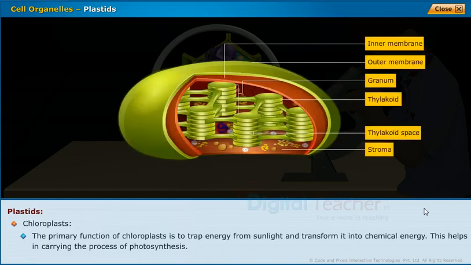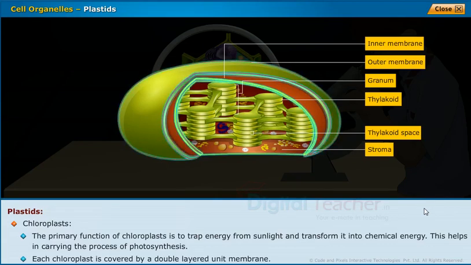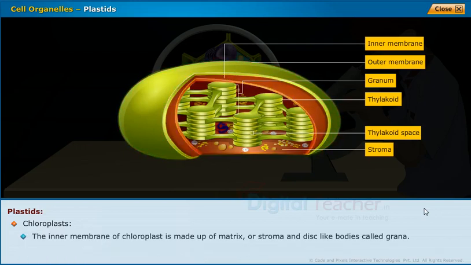Chloroplasts. The primary function of chloroplasts is to trap energy from sunlight and transform it into chemical energy. This helps in carrying out the process of photosynthesis. Each chloroplast is covered by a double-layered unit membrane. The inner membrane of chloroplast is made up of matrix or stroma and disc-like bodies called grana.